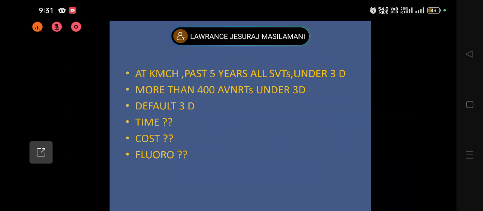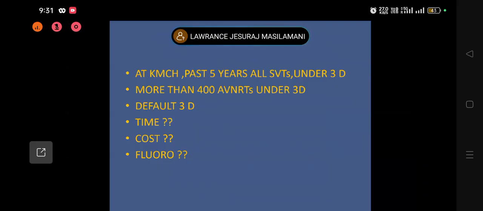At least in KMCH, for the last maybe 5 to 7 years, we have ablated most of our SVTs under 3D. I don't use fluoro-guided for a few reasons. I have 3D available all the time, so I can use 3D whenever I want. Most of my SVTs are ablated in 3D, and we have ablated, in a little older data, maybe more than 600, 700 AVNRTs under 3D.